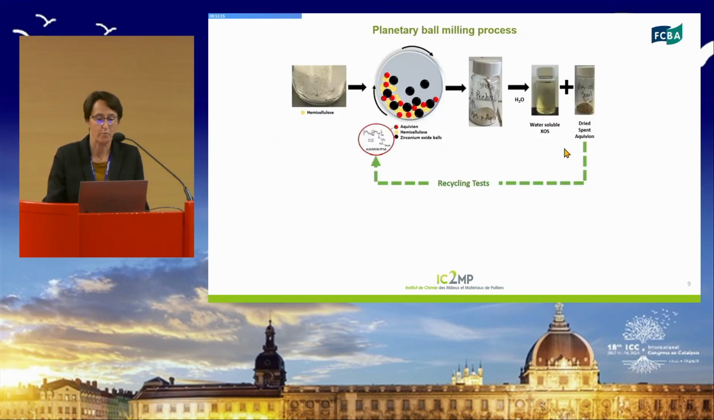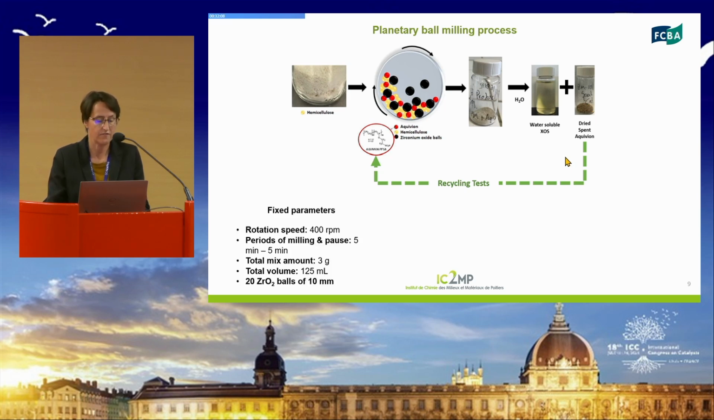So, of course, ball milling. I show you again the different balls. You obtain the powder at the end, the hemicellulose plus the Aquivion. We add water, and we obtain the water-soluble oligosaccharides and the dry spent Aquivion that we can recycle. During this study, we fixed different parameters based on our experience: first, the rotation speed of the balls, the period of milling, and the pause.